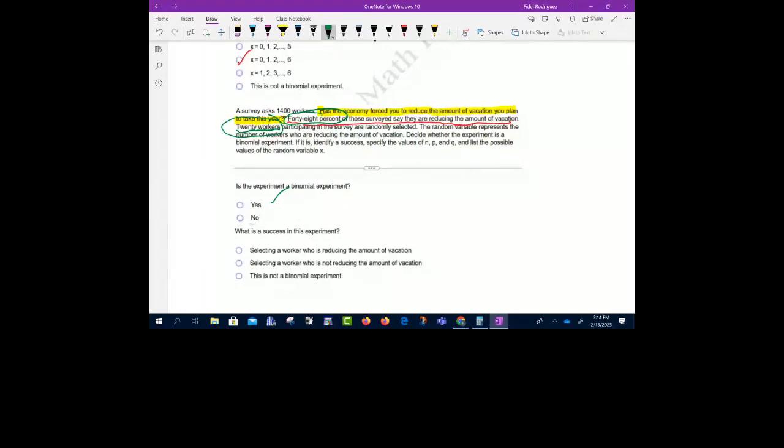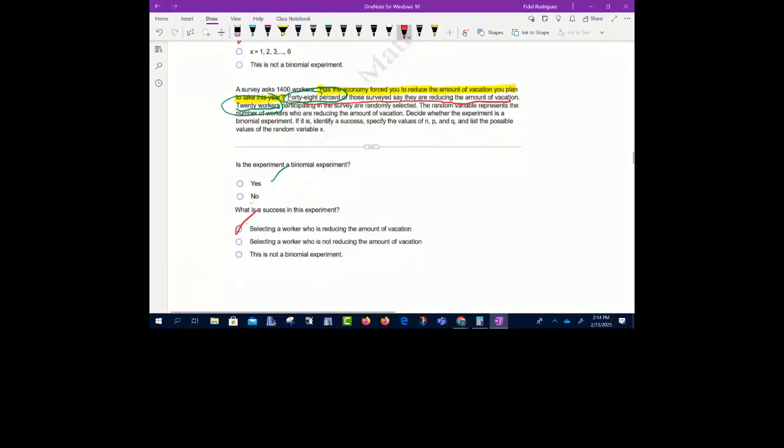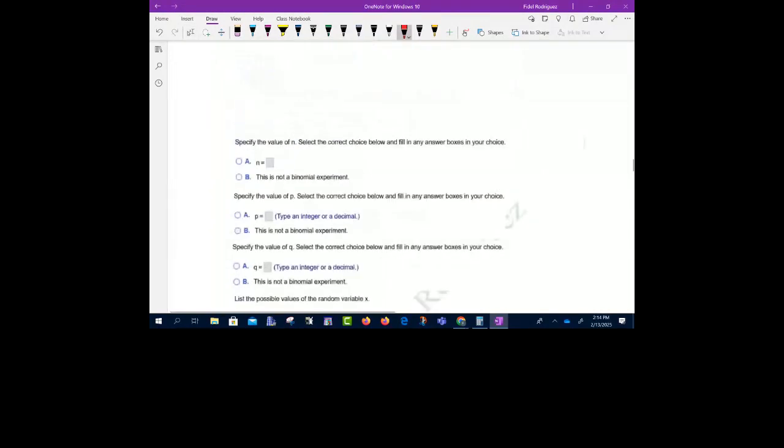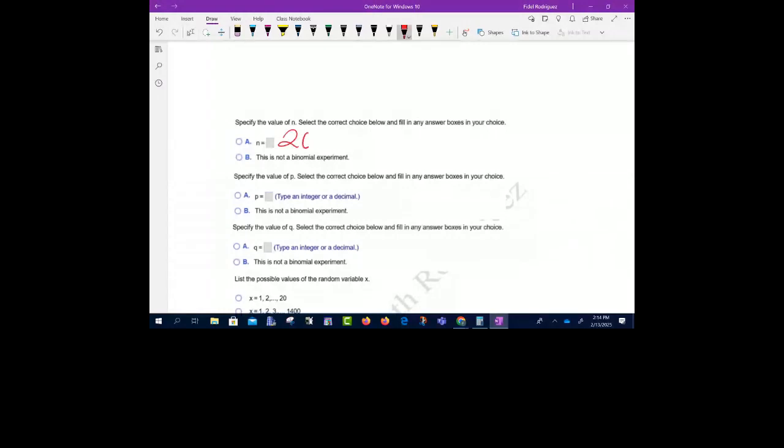So I'm going to come over here and select my first one. Okay. I'm going to scroll down a little bit further. Take a quick look here. How many people were we looking at? How many people did we actually select out of that big group? 20, right? You say, why 20? Because it tells me right there, we looked at 20 people. So right here, my N is going to be 20.